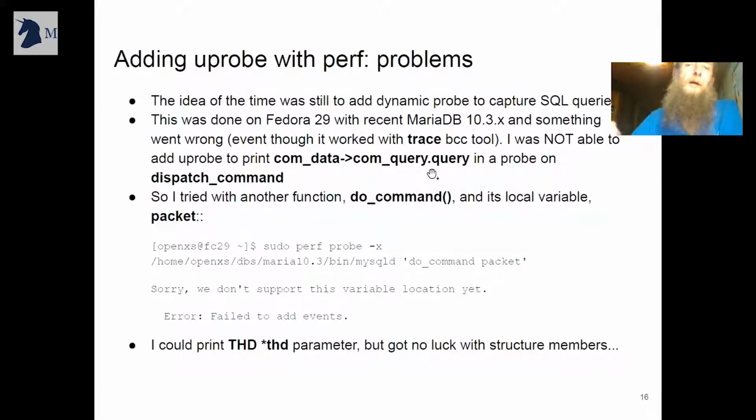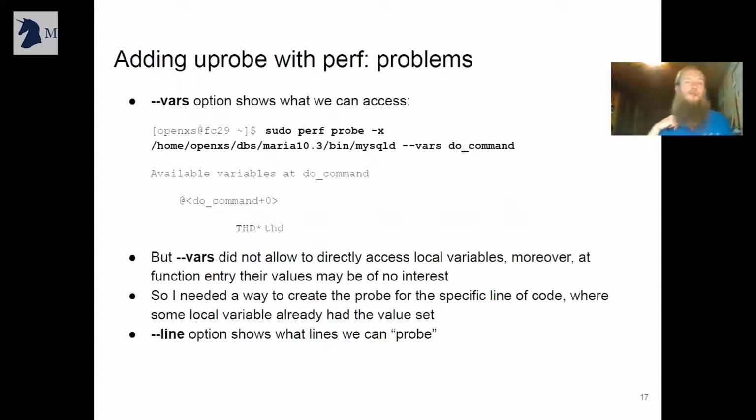I probed a bit higher level command, do_command, and tried to find out how to get the query text there. There is a local variable called packet, but it's not available at the entry. You get errors. It's copied from somewhere inside the thread structure, but I was not able to access such a deep structure member. So I had to dig out what to do. There is an option called vars that shows you which variables you can access in the probe, but it had not helped as I was not able to deal with thread easily.